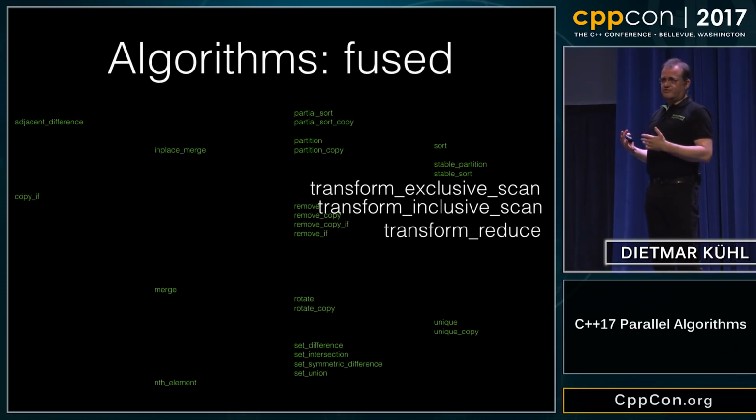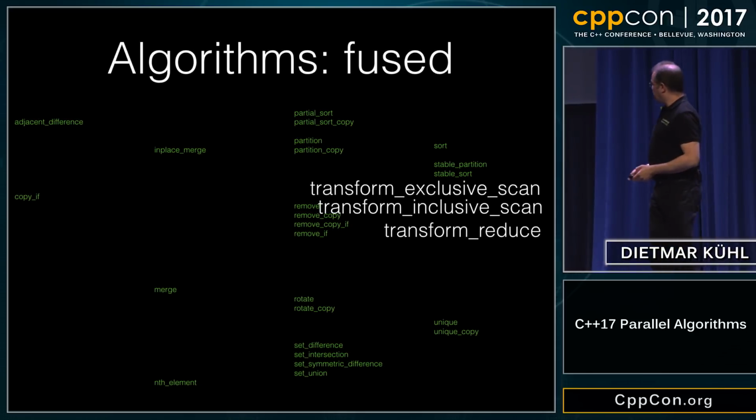I could imagine that in the future with the ranges stuff, we get a lot more of that. They would produce a range which fuses many operations, and you have a pipeline of operations, and it's more like an expression template thing. You try to build up a big operation on the individual elements, and then you execute these individually. For now, we got these guys.